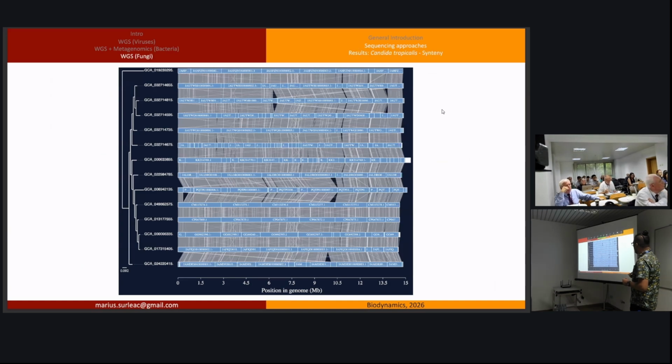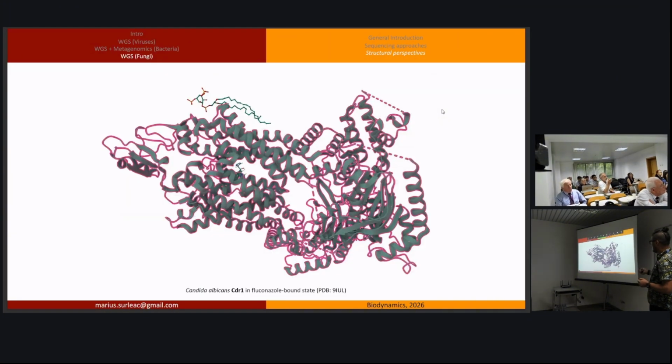And we also look at the synteny to see how each element in the genome is aligned compared with other genomes. And last but not least, we also look at the 3D structure of different antifungal resistance genes, and also the antifungals that are in 3D structure through X-ray crystallography.